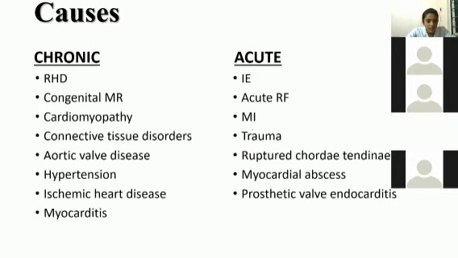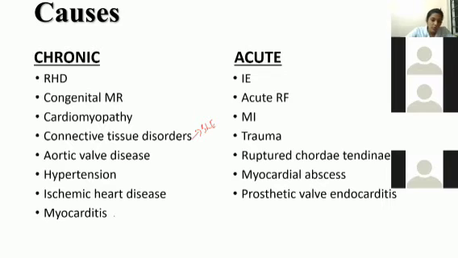Causes. There are chronic causes and acute causes. Chronic causes: rheumatic heart disease, congenital mitral regurgitation, cardiomyopathy, connective tissue disorders like SLE. Then aortic valve disease; due to the pressure, the mitral valve also can be damaged. Then hypertension is one disease that can cause this mitral regurgitation. Then ischemic heart disease. Then inflammation of the myocardium, that is myocarditis.